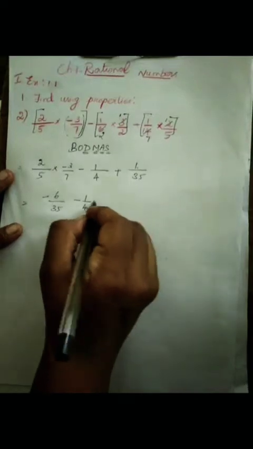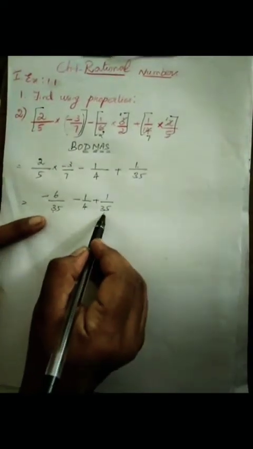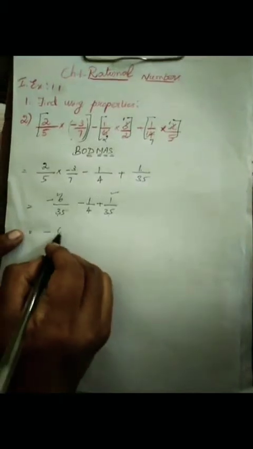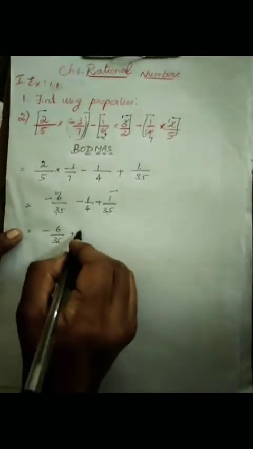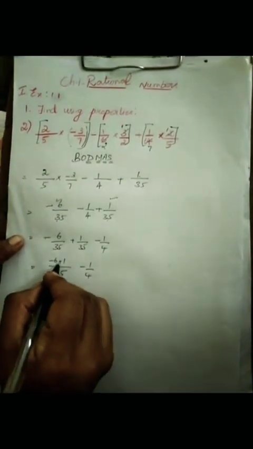Now bringing down all the values, minus 1 by 4 plus 1 by 35. See here, this denominator and this denominator is the same value. So I can club these two numbers, that is the first one and the third one. So minus 6 by 35 plus 1 by 35 minus 1 by 4. Now taking these two values alone, that is 35 is common, minus 6 plus 1 minus 1 by 4. What is minus 6 plus 1? That is minus 5 by 35 minus 1 by 4.